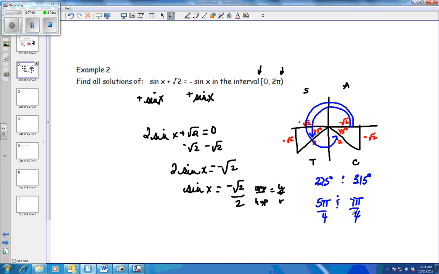Okay, if you've forgotten how to do this, changing degrees to radians, you need to let me know. Okay, changing degrees to radians, you're going to multiply by pi over 180. Okay, so that's example 2. Example 3.